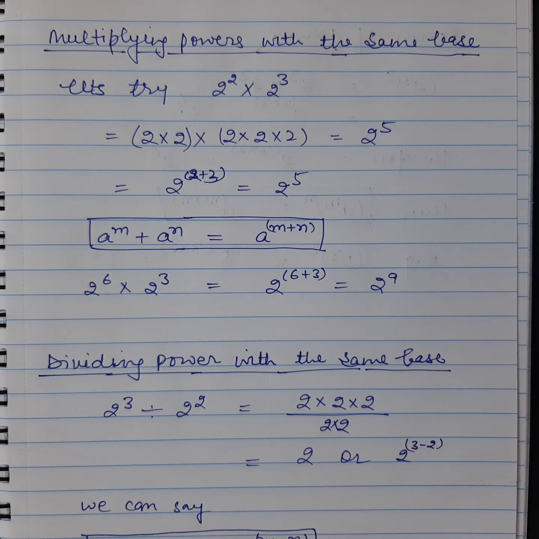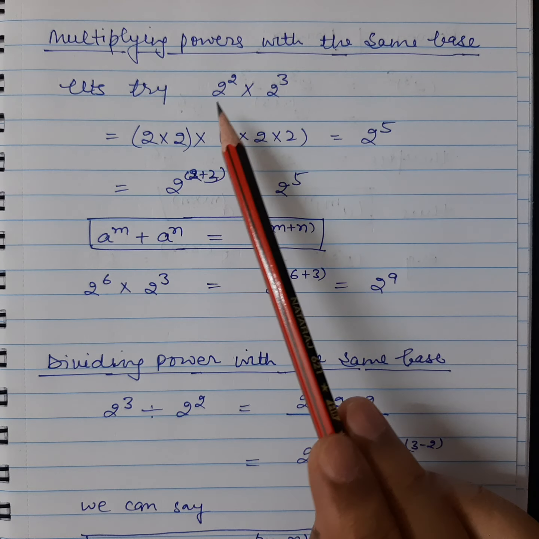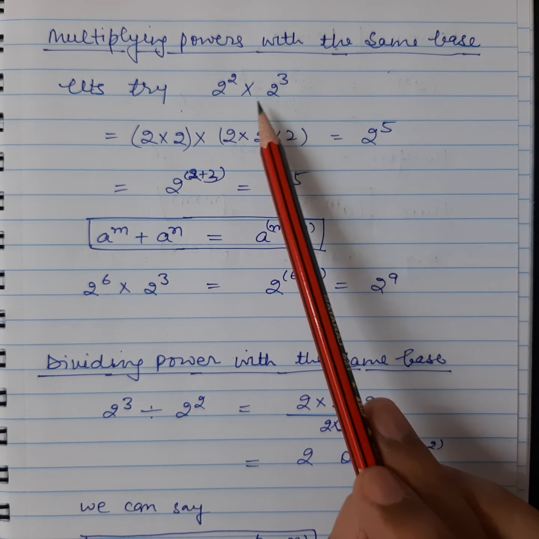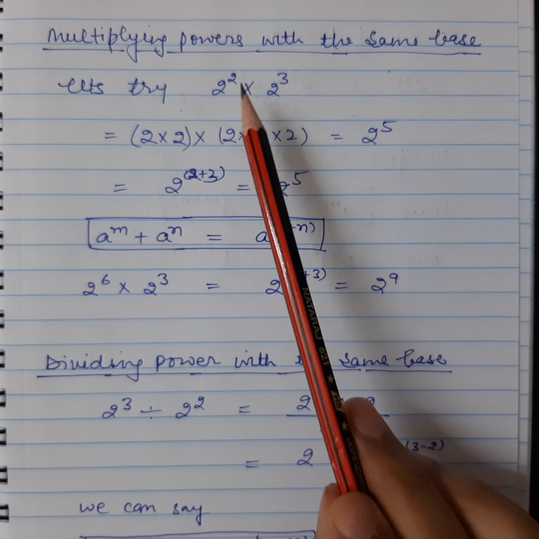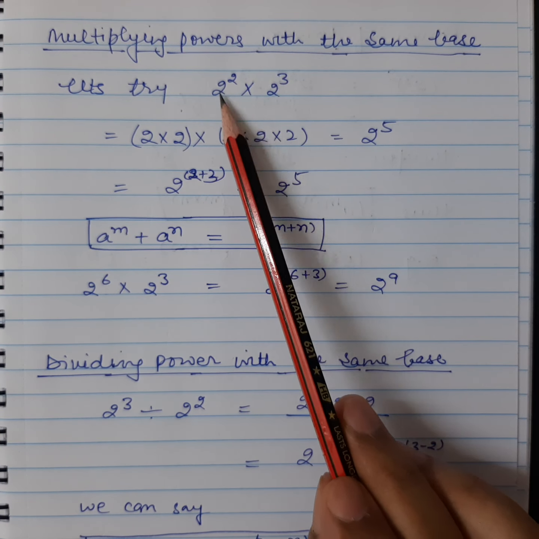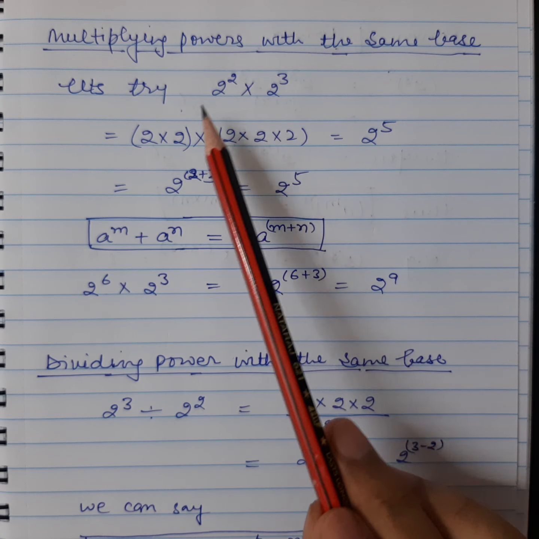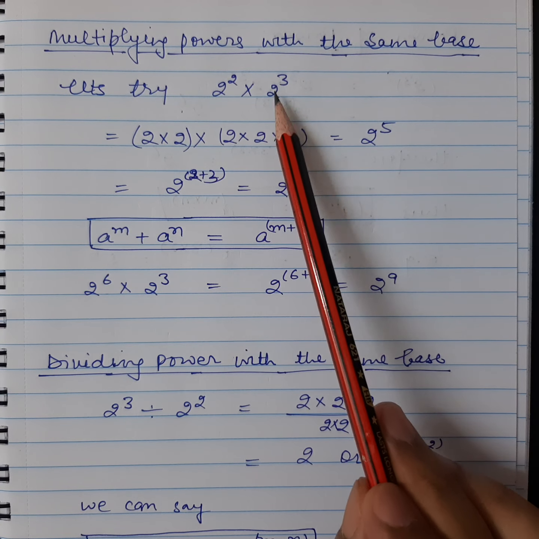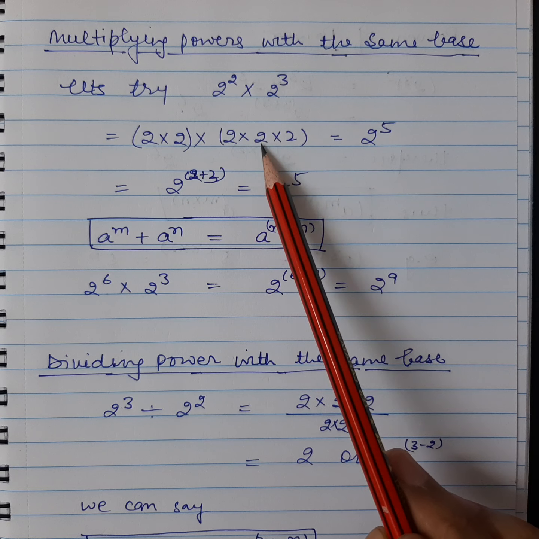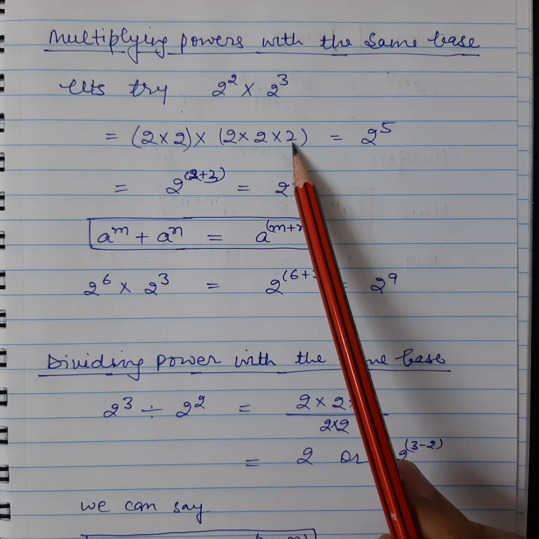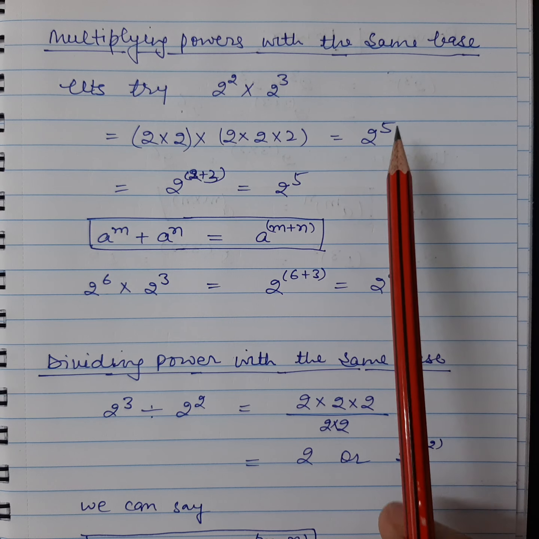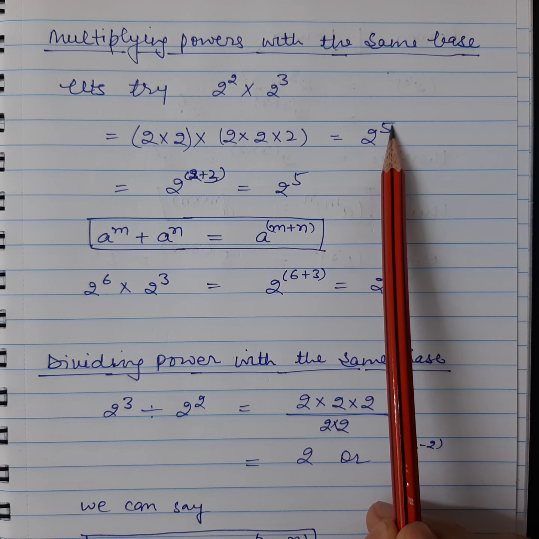Now let's see what happens when we multiply powers with the same base. Here the base is the same: 2 raised to power 2 and 2 raised to power 3. Base 2 is the same. If we expand 2 raised to power 2, it will be 2 multiplied by 2, and 2 raised to power 3 will be 2 multiplied by 2 multiplied by 2. So now there are 1 2 3 4 5 twos. So we can write it as 2 raised to power 5.